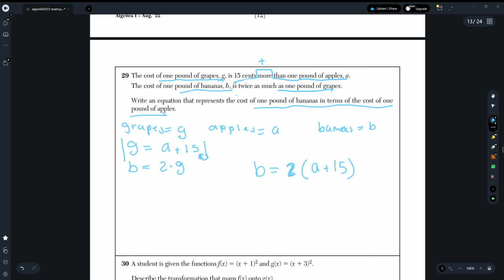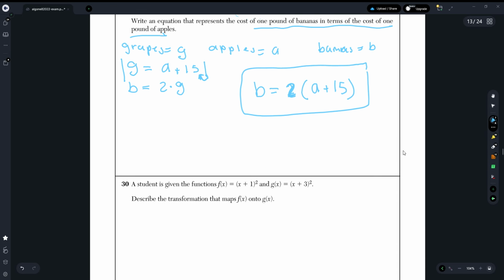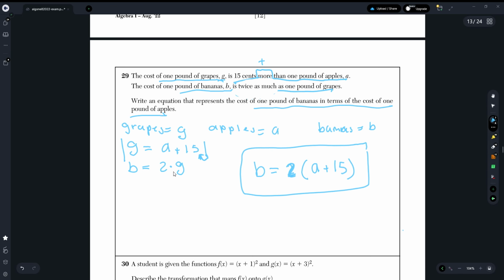That's literally all you have to do. So that's the formula for the bananas. That's it. All I did here was write down the formula for grapes and the formula for bananas, and the important part they wanted to see is that you just plug in your formula for G where it says G, and that's all.